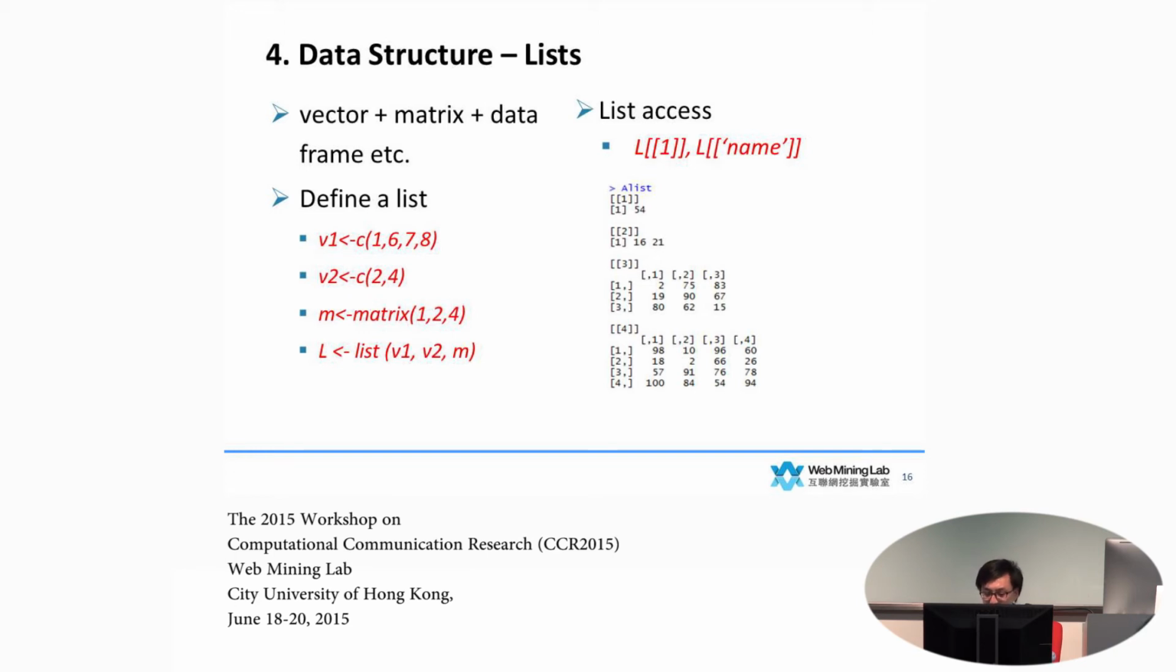So we can access the list with L and double brackets. The first one we see is a vector, okay. The third one, if we change it to 3, is a data frame. We can check class L3, it's a data frame, okay, right? So it's correct.